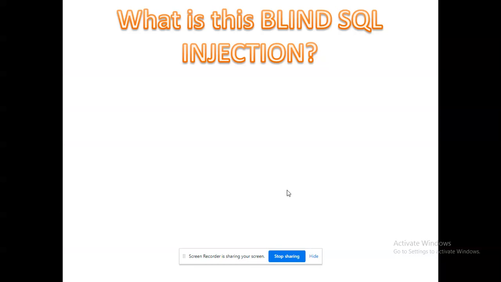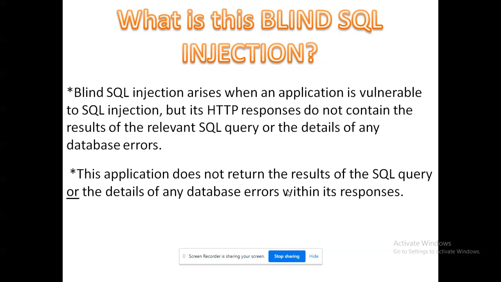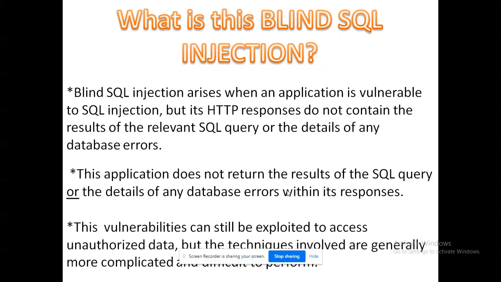So, first one, what is blind SQL injection? Blind SQL injection arises when an application is vulnerable to SQL injection, but its HTTP response does not contain the results of the relevant SQL query or the details of any database errors. This application does not return the results of the SQL query or the details of any database error within its responses.